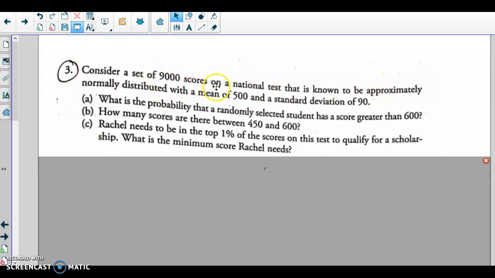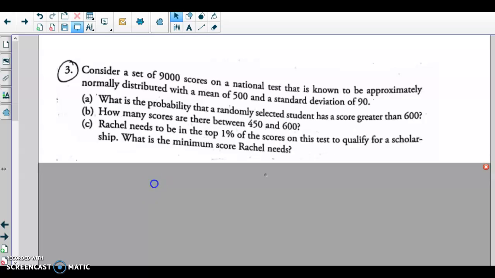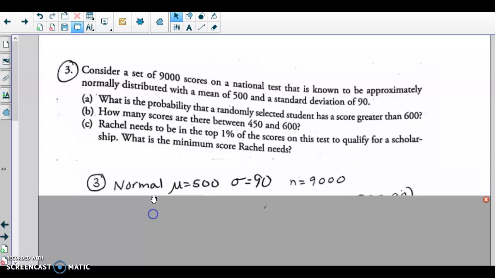Consider a set of 9,000 scores on a national test that is known to be approximately normal with a mean of 500 and a standard deviation of 90. So before I even go into these questions, it's always useful on the exam, as you're given information, to write down any information you're given. So here I'm writing down that my distribution is normal, that's the shape. I wrote down the mean, 500, that's my center, and the spread or the standard deviation is 90. I also included this sample size just in case it ends up being something about a sampling distribution.